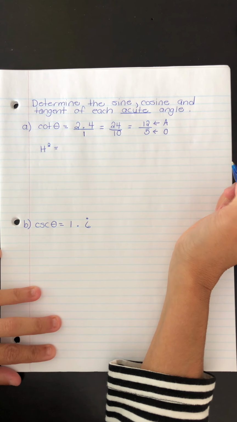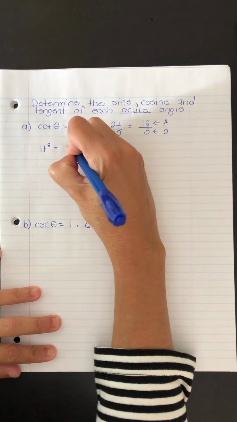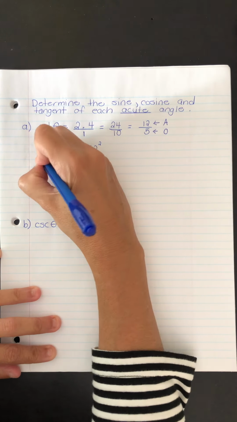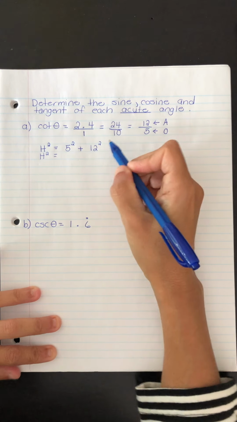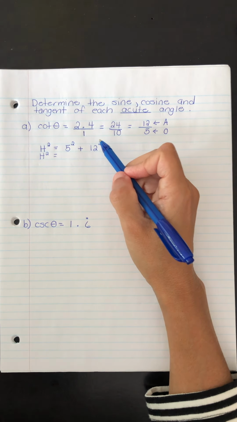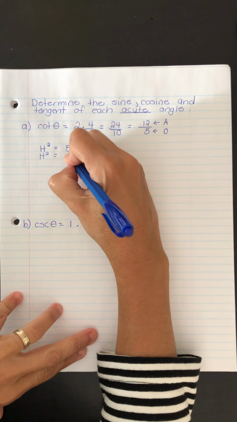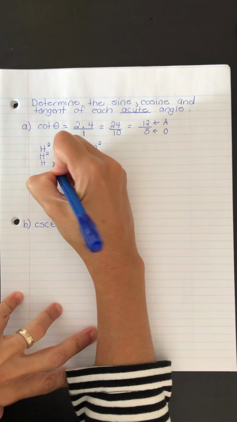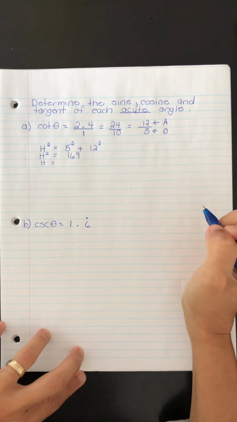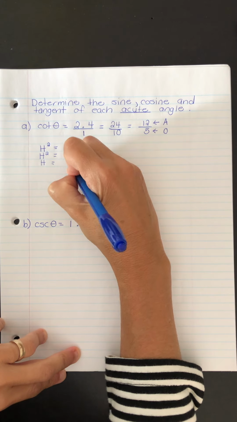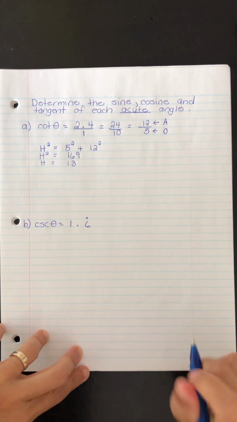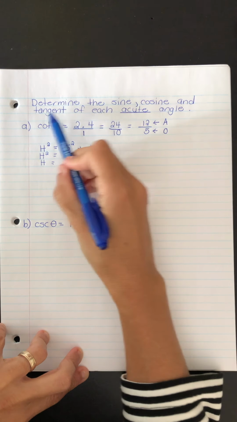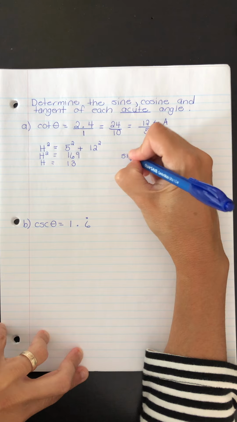I can use h squared will be 5 squared plus 12 squared. And this is 25 plus 144, which means it's 169. And h is the square root of 169. And when you take the square root of 169, you get 13. So now I have 1, 2, 3 side lengths for the triangle, so I'm ready to write out the 3 trig function answers.